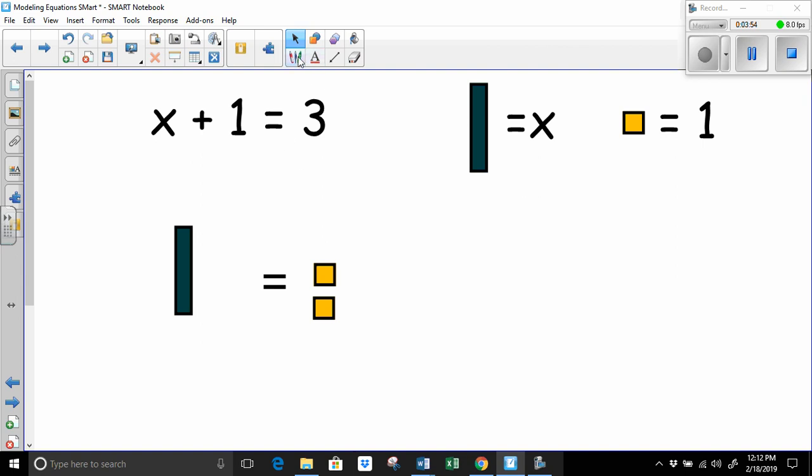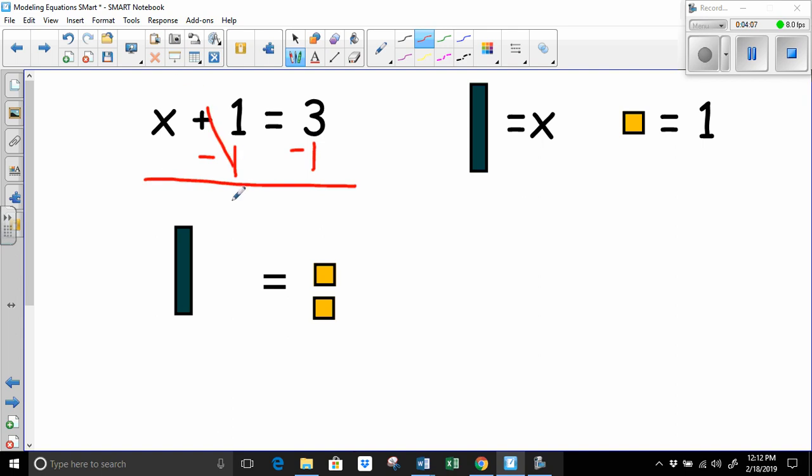Well, let's test that out by doing the math real quick. In order to solve this, the opposite of adding 1 would be subtracting 1. Whatever you do to one side, you do to the other. So I'm going to subtract 1 here as well. Our 1's cancel. I'm going to bring down x, and 3 minus 1 is 2.